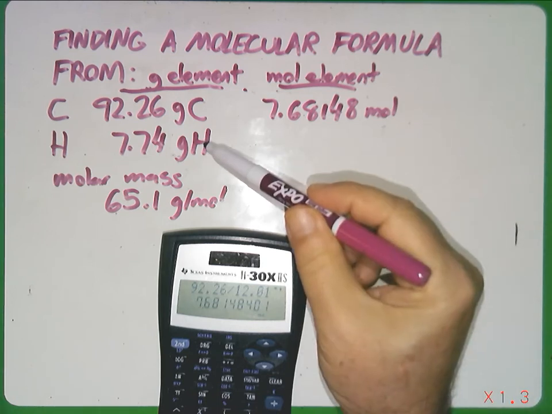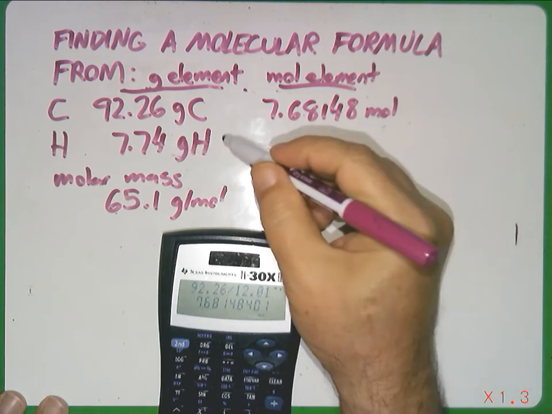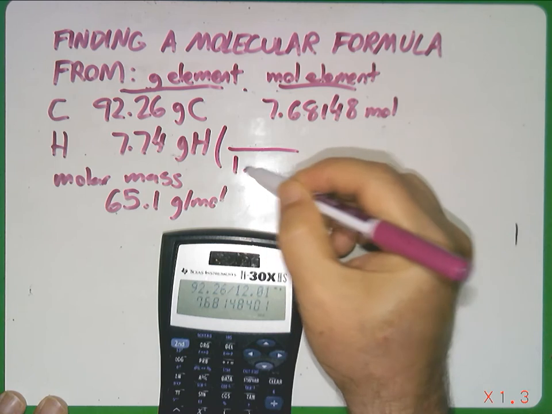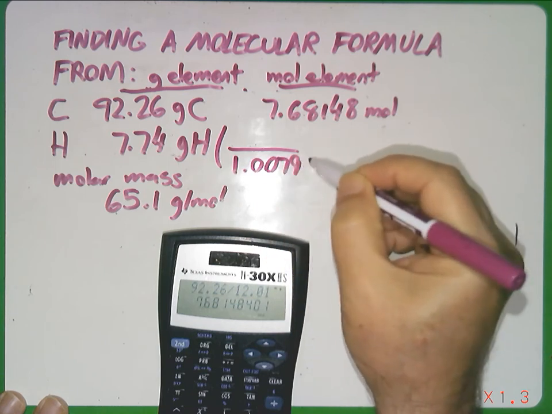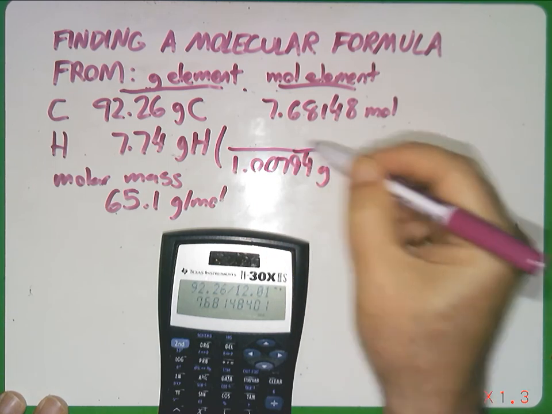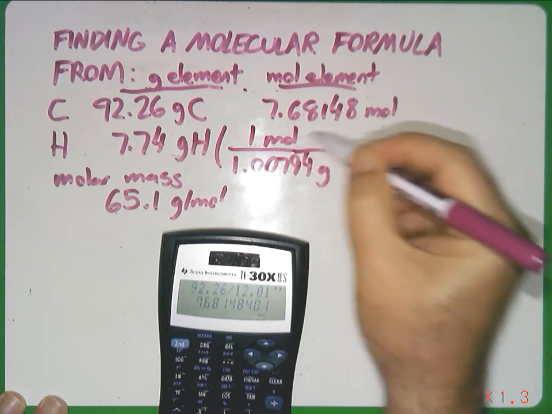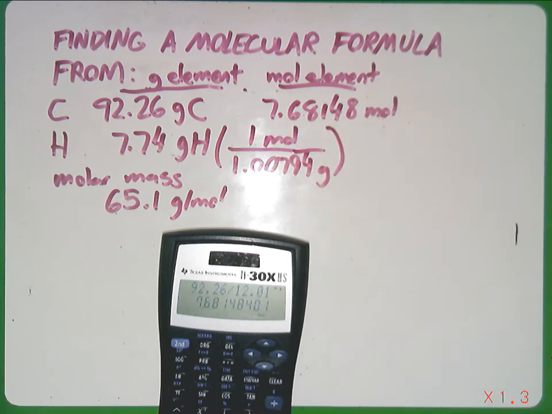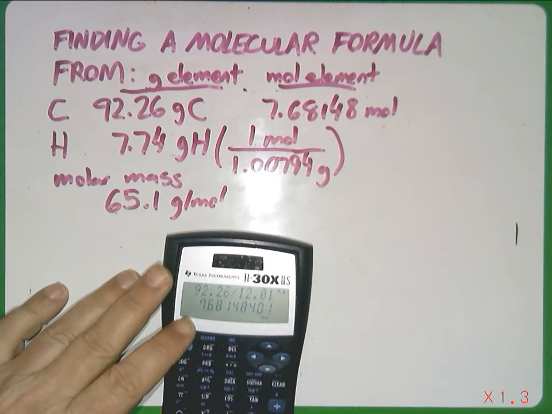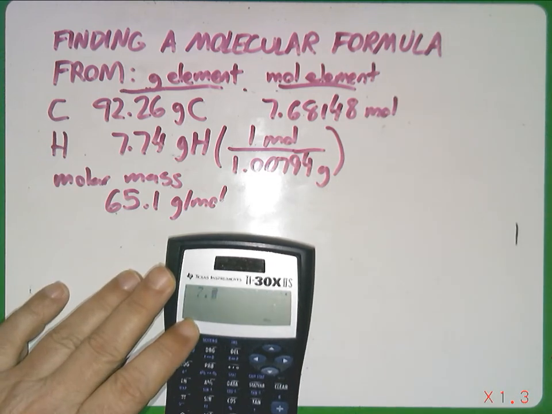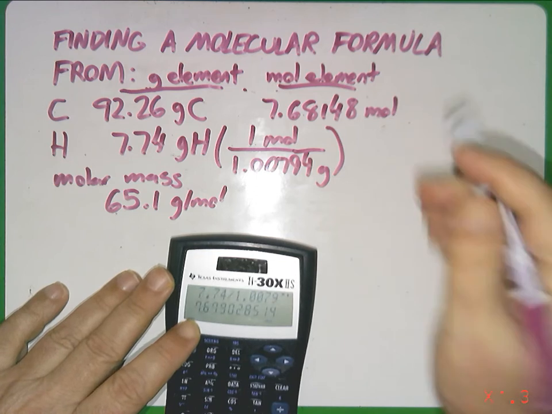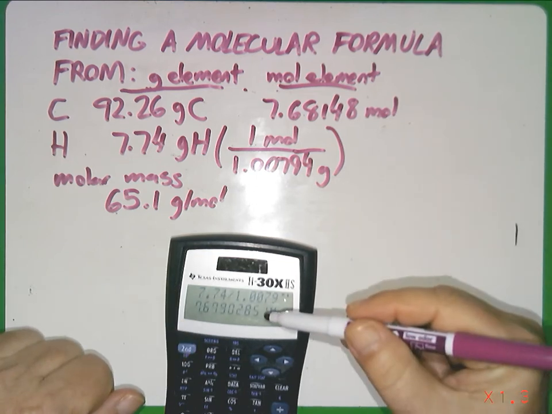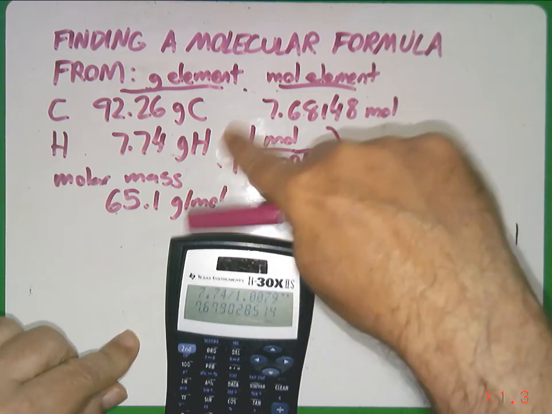Alright, so now I'm going to do the same thing here. This is going to be the molar mass of hydrogen. Okay, so if I take 7.74 divided by that, I get 7.6790 something. Let me write that in.